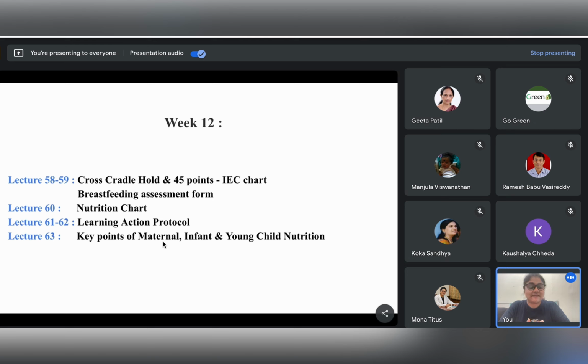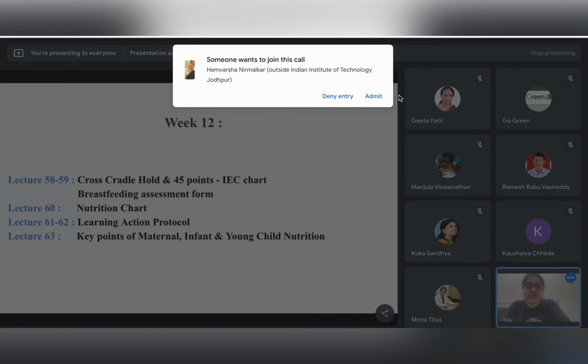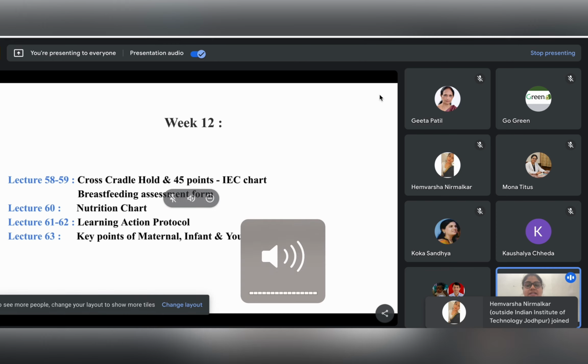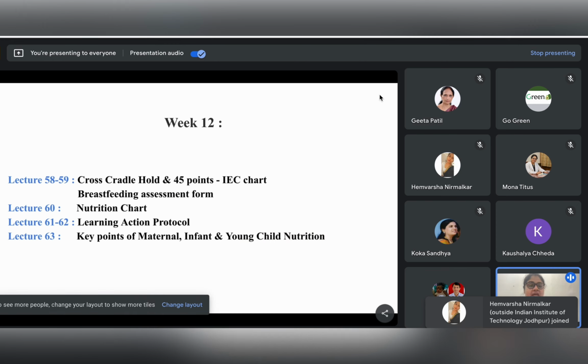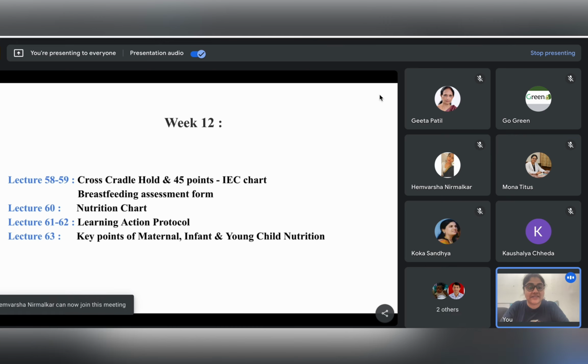The lectures that you must have gone through, recapitulating the concepts related to cross cradle hold and the specific 45 points which are very important related to the breastfeeding technique. And also you must have seen the breastfeeding assessment form that has been there in the recorded lectures.